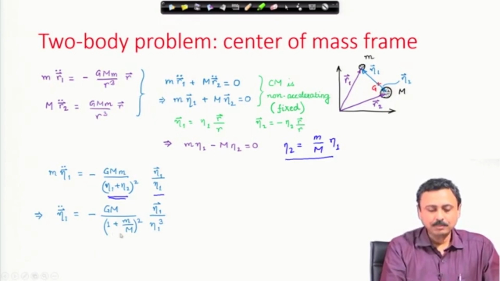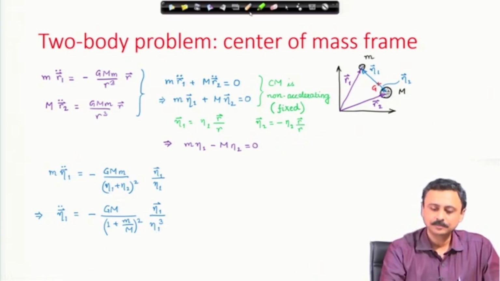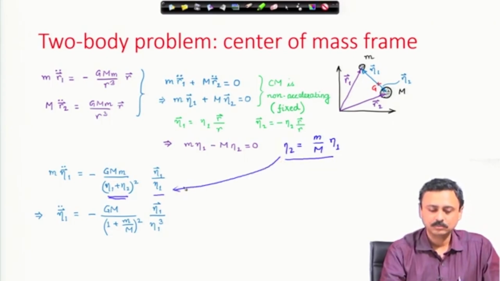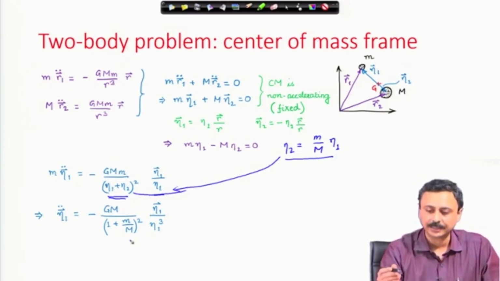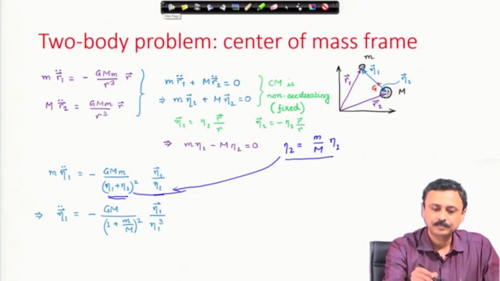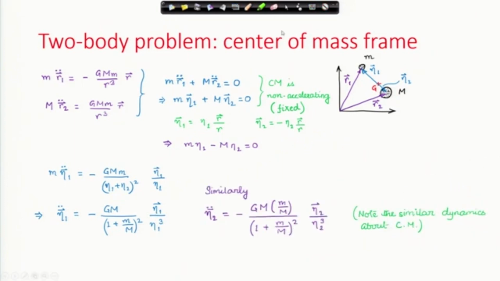I get 1 plus small m by capital M whole square, and here I will get eta 1 cube. This is just by substituting this expression for eta 2 in this bracketed quantity. If you substitute and simplify, this is what you will get.